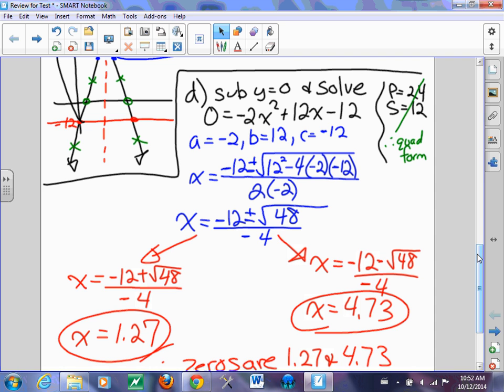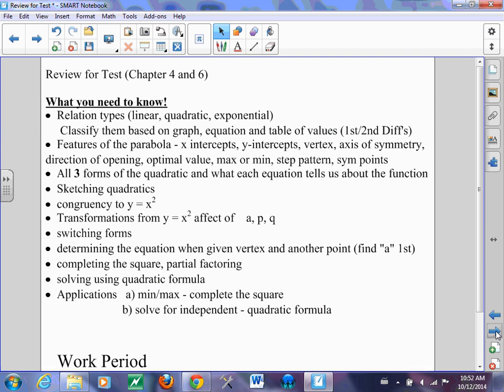Let's take a look at what you need to know now. Okay, and again, come see me if you need any help. Going back to Unit 4, ladies and gentlemen, you have to know relation types. So when is it linear, when's it quadratic, and when's it exponential? And be able to do that if you're given a graph. So a graph of a linear is a straight line. Graph of a quadratic is a parabola. Graph of an exponential is an exponential curve.